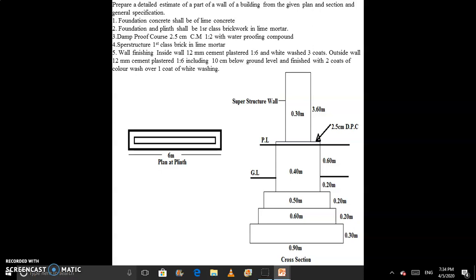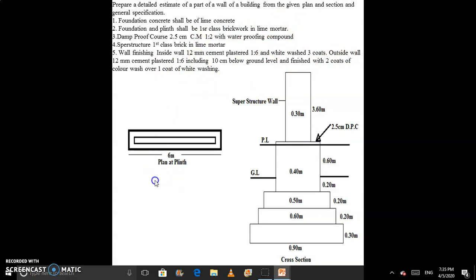whitewashing. As we know, to calculate the detailed estimate we require drawings, general specifications, and current schedule rates. So here we have been given the general specifications. These are the general specifications, and these are the plan and elevation or cross section. With the help of these values we find the quantity, and after finding the quantity we multiply it with the rate and get the final amounts.